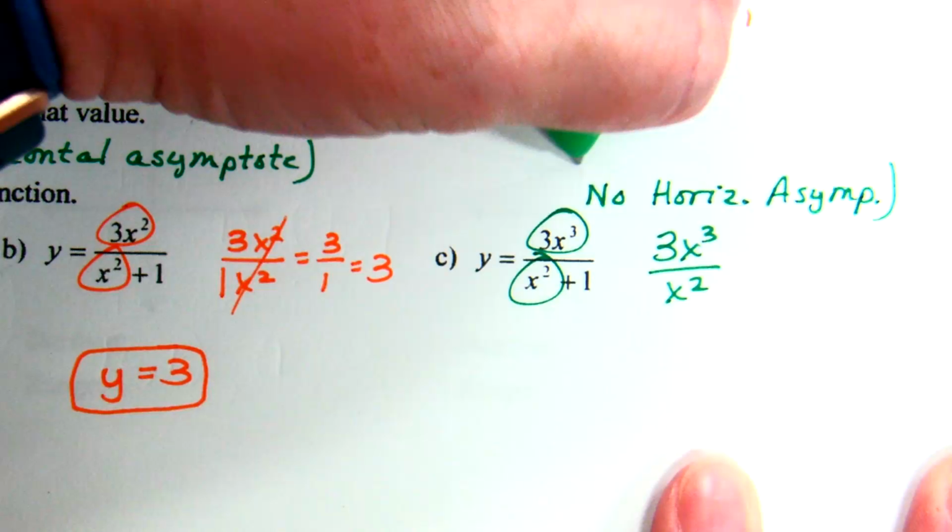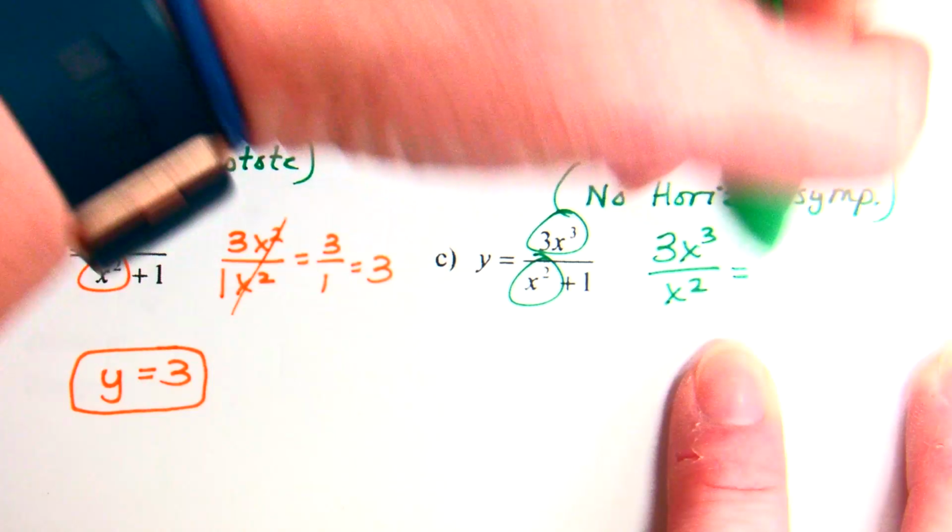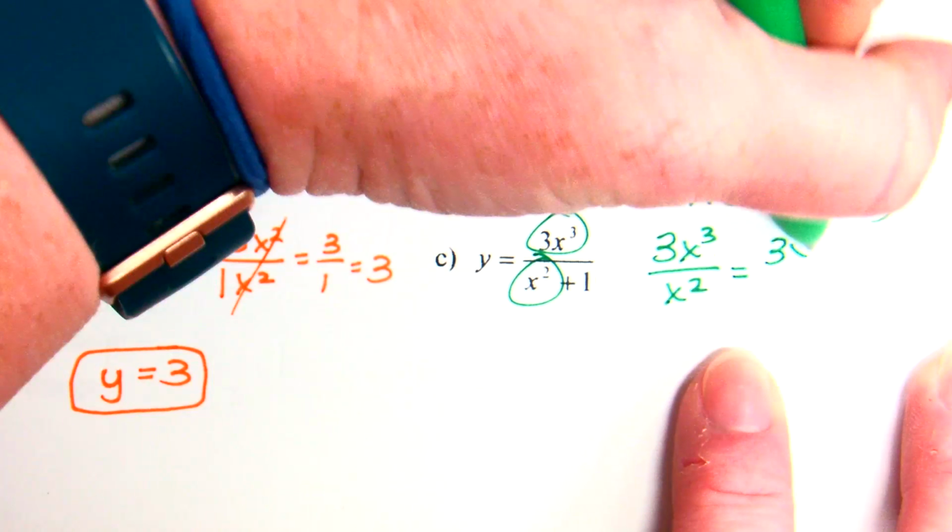So, if you think about what I've been doing with the others, if I cancel stuff, 3x cubed over x squared, what's in common that cancels out? X squared cancels out, right? So if x squared cancels out, I'm left with 3x over 1, which is 3x. Your end behavior is going to run along the line y equals 3x. This graph is going to have what we call a slant asymptote.